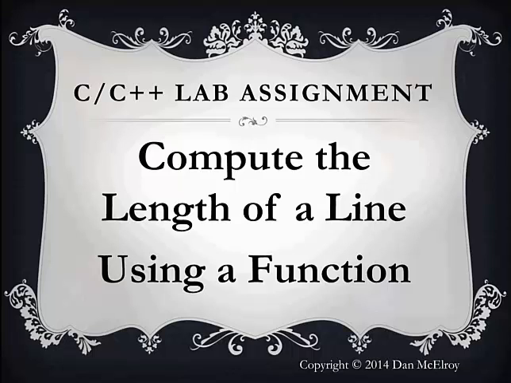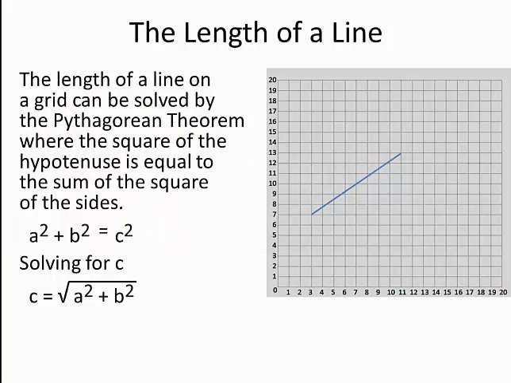This video presentation discusses how to compute the length of a line using a function. The length of a line on a grid can be solved by the Pythagorean theorem, where the square of the hypotenuse is equal to the sum of the squares of the sides. For example, a squared plus b squared equals c squared. Solving for c, I need to take the square root of a squared plus b squared.